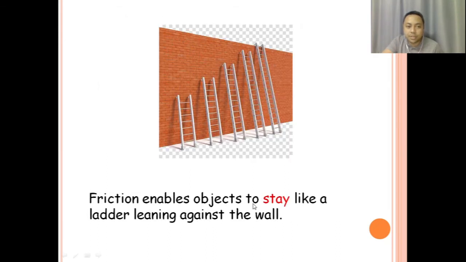Friction enables an object to stay still, like a ladder leaning against the wall.